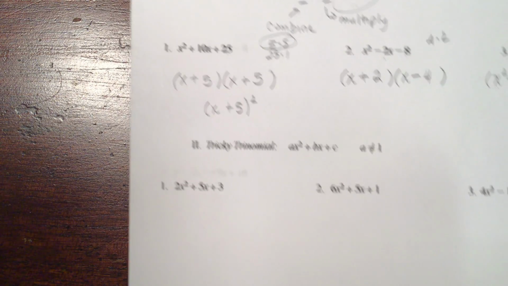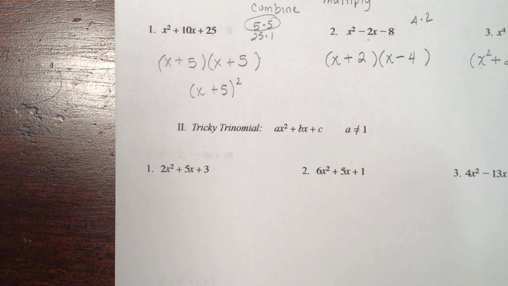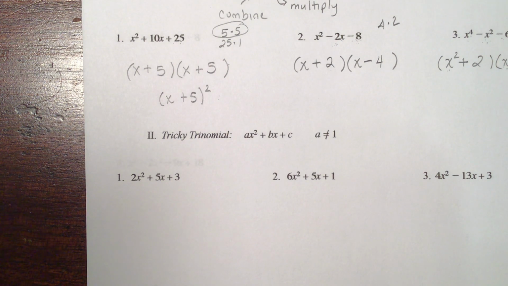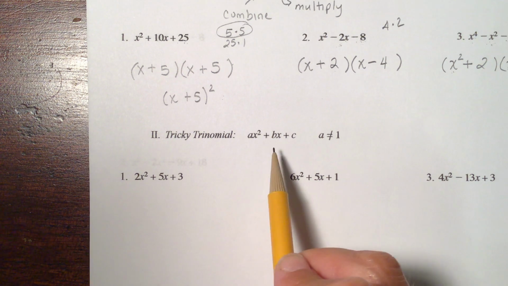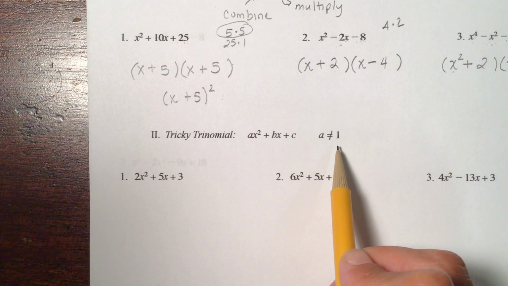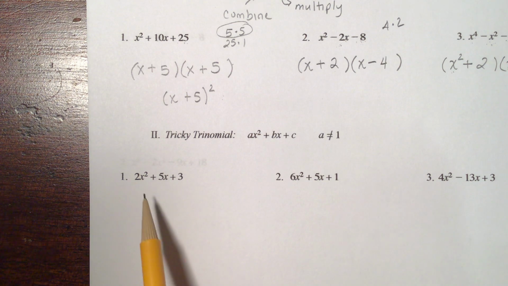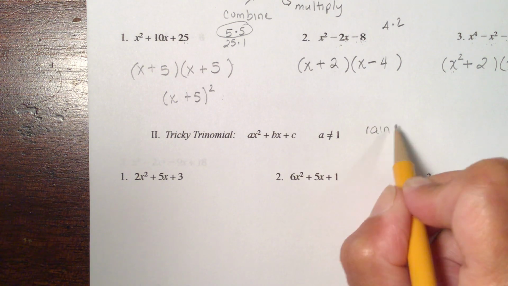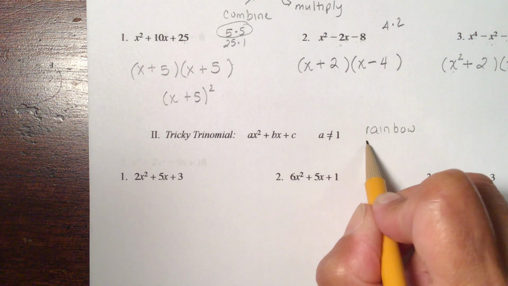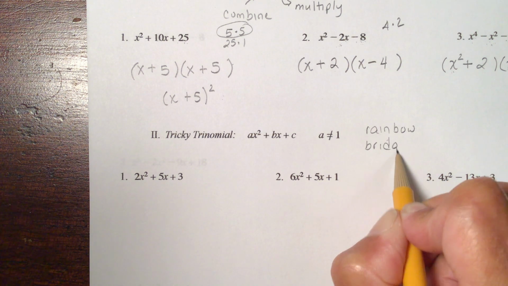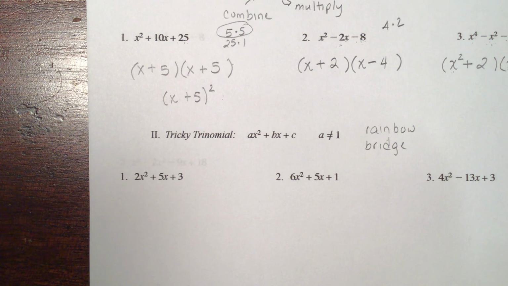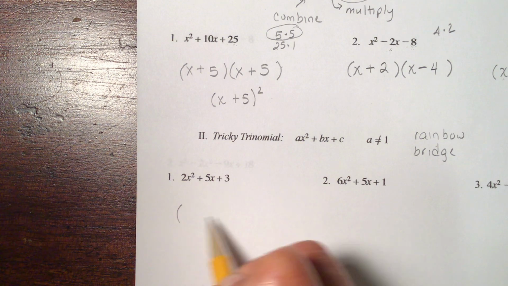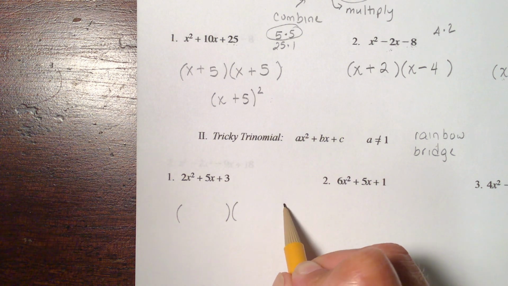Now we're going to move on to our tricky trinomials. Our tricky trinomials are in the form of ax squared plus bx plus c, and a doesn't equal 1. So in this case, we're going to use either the rainbow method or the bridge method. Teachers refer to this in different ways. So what I do here is still set up 2 sets of parentheses.